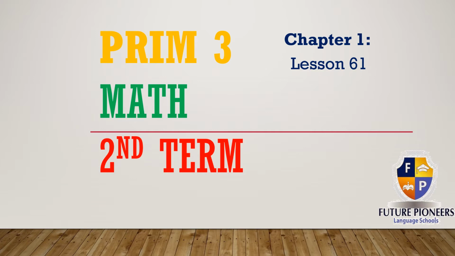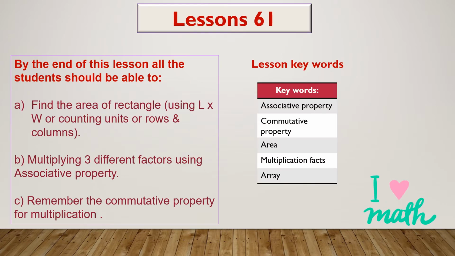This is Chapter 1, Lesson 61 in the second term. At the end of this lesson, we need to know how to find the area of a rectangle using the lengths and widths, and how to multiply three different numbers with the associative property of multiplication. And we need to remember the commutative property of multiplication and how to solve using it.